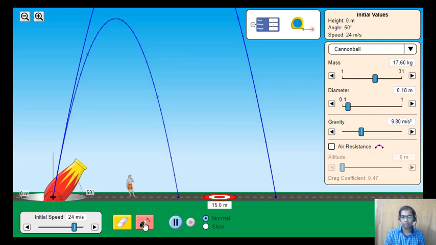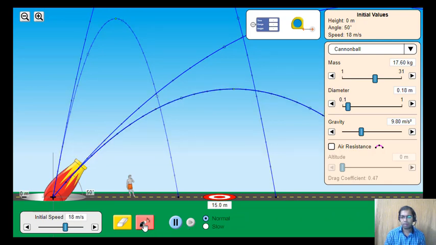Now let us fire this: 24 meters per second at an angle of 50 degrees. Well, it's gone way out of range. What we'll do is reduce the initial speed. Let's make it 18, and then fire again. Okay, 50 degrees doesn't cut it. Maybe we will take it a little back. We'll make it 65 degrees.